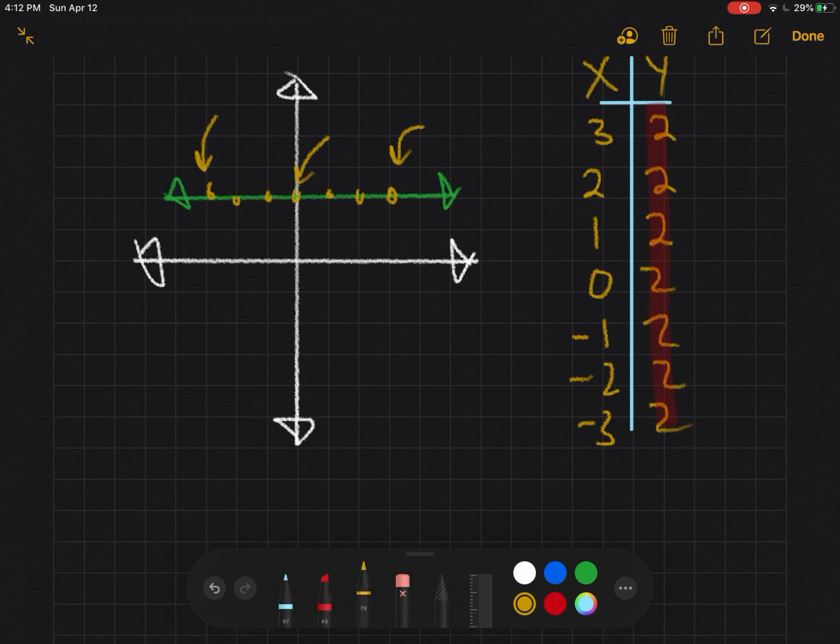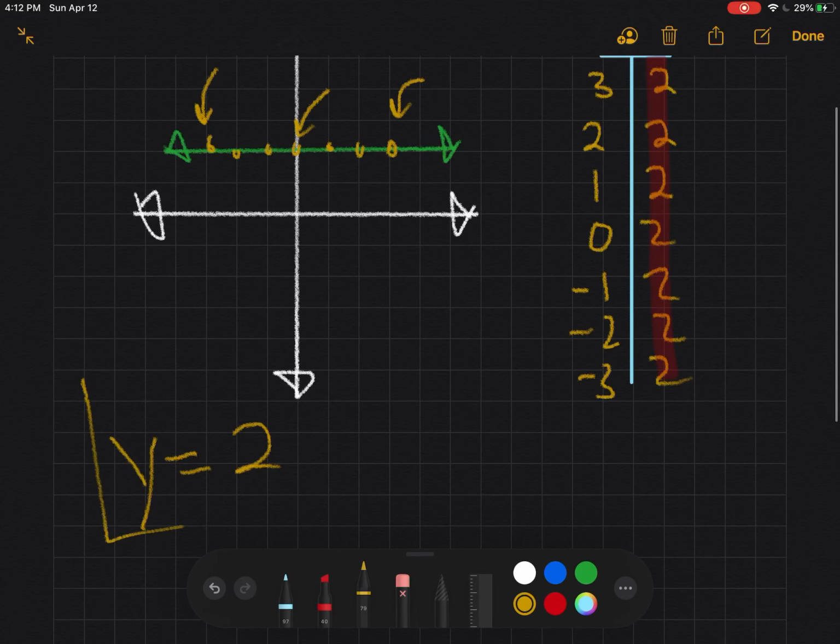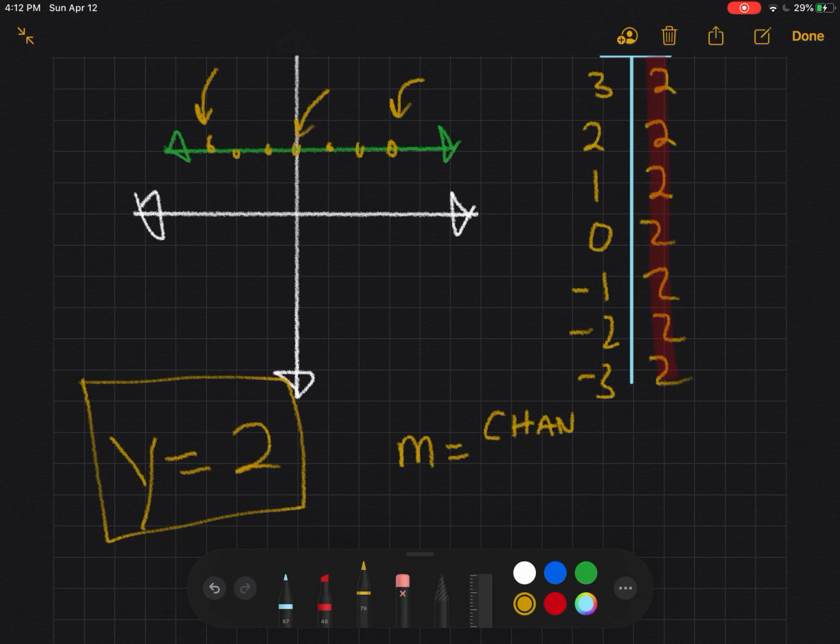So the pattern I'm hoping you see here is that no matter what x is, y is 2. It doesn't even matter what x is. X is irrelevant. So that's how I want you to think of this, is that no matter what's going on with x, our y is equal to 2. And so that would be the equation of this kind of line here.